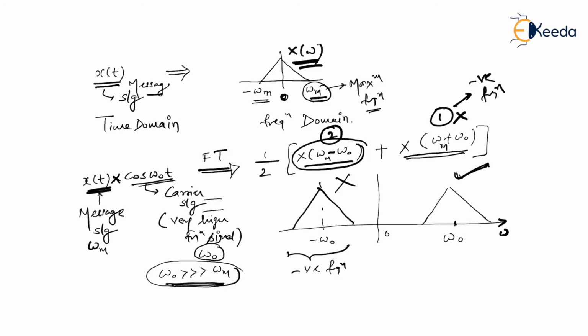So this is the frequency content. As you can see, the maximum frequency content is now omega naught plus omega m. And here we have omega naught minus omega m. As you can see, this is the highest frequency content. Am I right? Can't you see the original frequency, which was a very low frequency in the frequency domain, has now been shifted to a very high frequency.